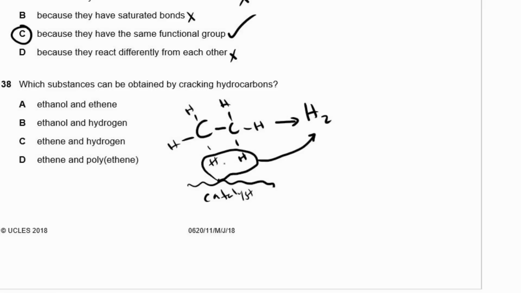And when it takes those 2 hydrogens off, what it leaves behind are 2 carbons plus 2 hydrogens attached to each one of these carbons. And as each carbon needs to have 4 bonds, that means it has to be a double bond. So this is ethene plus hydrogen. So the answer is C.